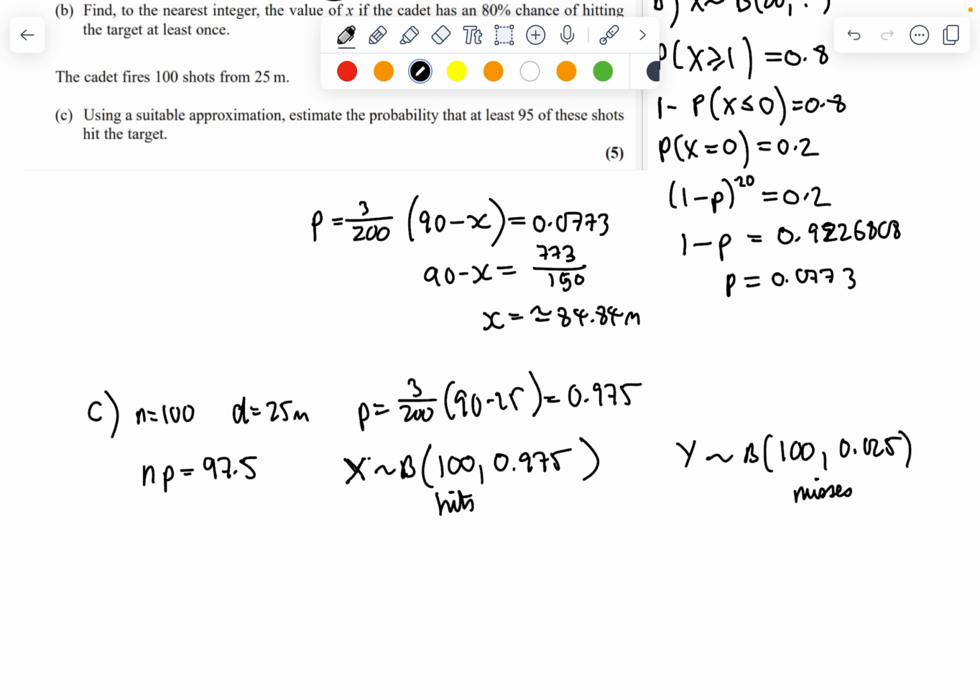So if I want the probability of Y being greater than or equal to 95, which is what the question asks for, that's the same as P of X being less than or equal to 5, because if I have 95 misses, I've got to have 5 hits. And that way I can work out what my probability is. Hope this helps.